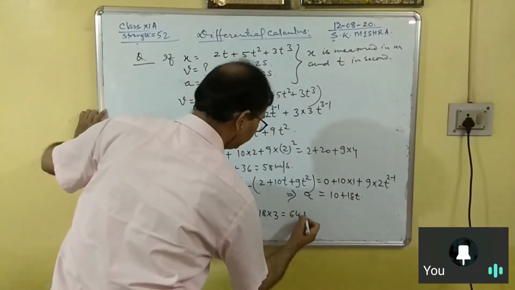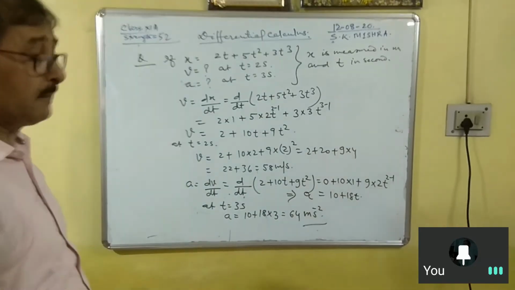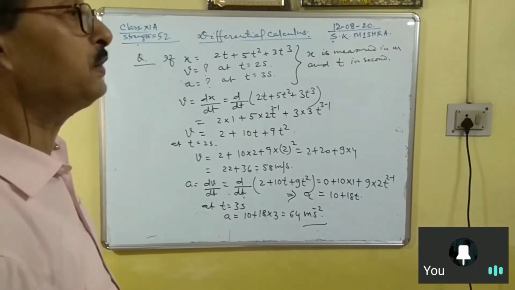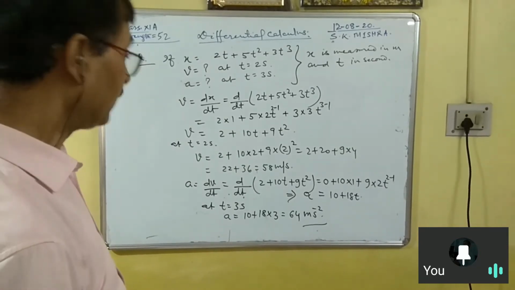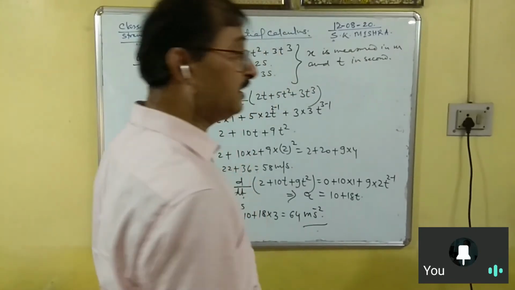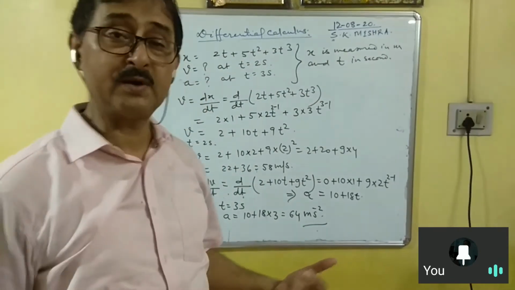64 meter per second square is the acceleration. Remember, here acceleration is not a constant. So this is not the case of uniformly accelerated motion, because acceleration contains a factor t. So at different instants of time, acceleration will have different values.